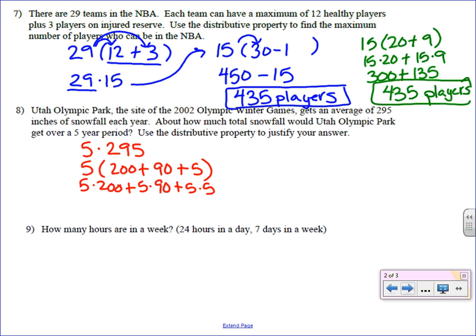So 5 times 200 is 10 with 2 zeros. 5 times 90 is 45 with 1 zero. 5 times 5 is 25. So then we have 1,475 inches of snow.